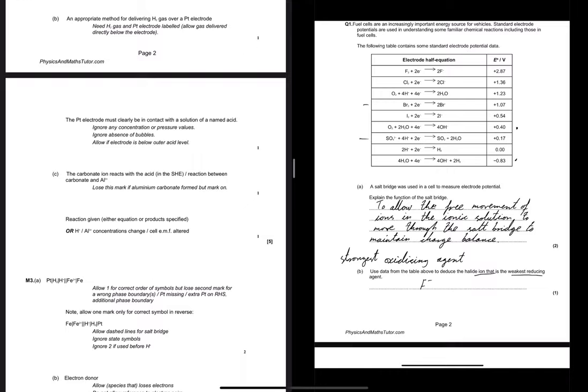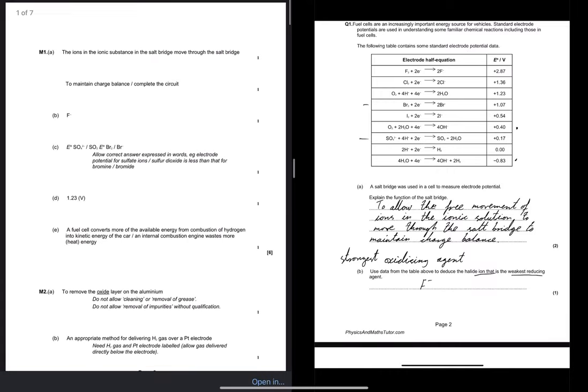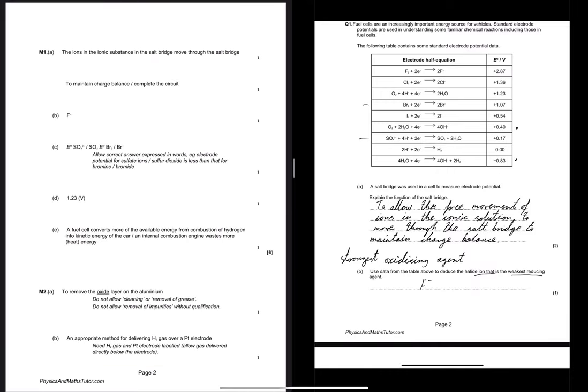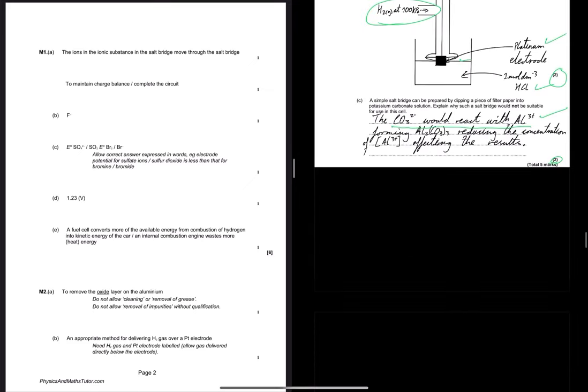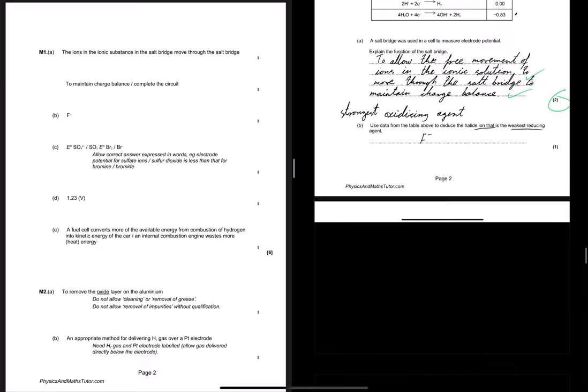And I'm going back to question 1 here. The ions in the ionic substance in the salt bridge move through the salt bridge to maintain charge balance. So to allow free movement of ions in the ionic solution to move through the salt bridge, that's a mark, and then to maintain charge balance, another mark. So 5 out of 5 marks for that one there.